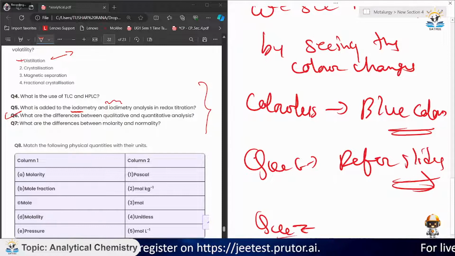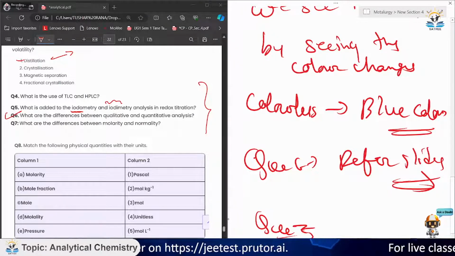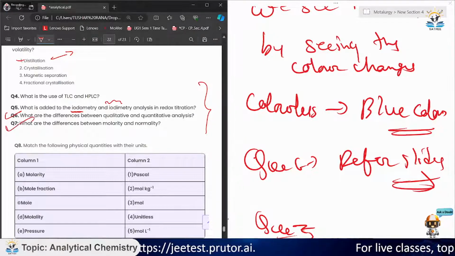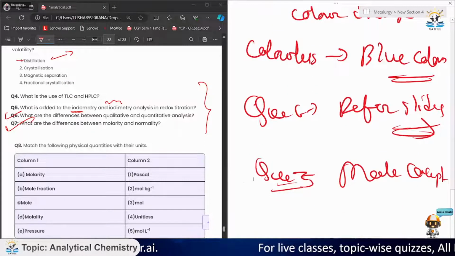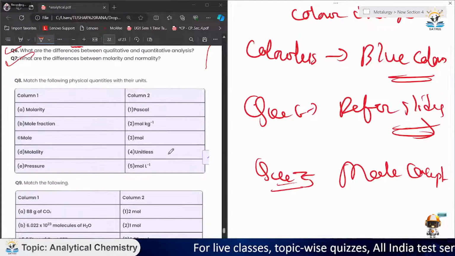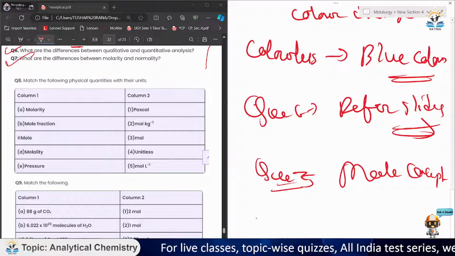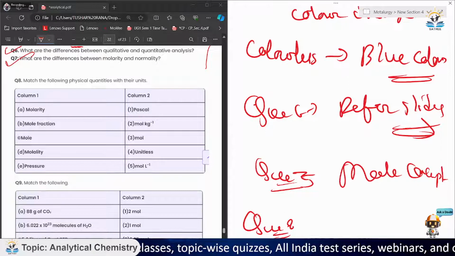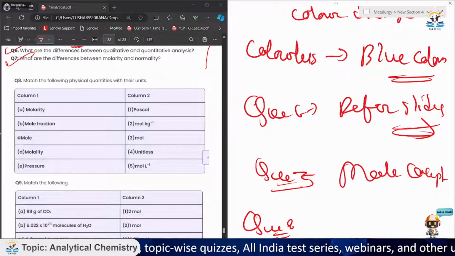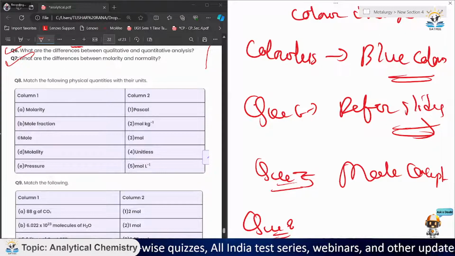Now question number 7, what are the differences between molarity and so on? Okay, I'm skipping this question also. Mole concept, you can see the mole concept. Okay. Now, question number 8. Question number 8, what is it asking? Okay, some units are there. Okay, let's see. This one is kind of an easy question.